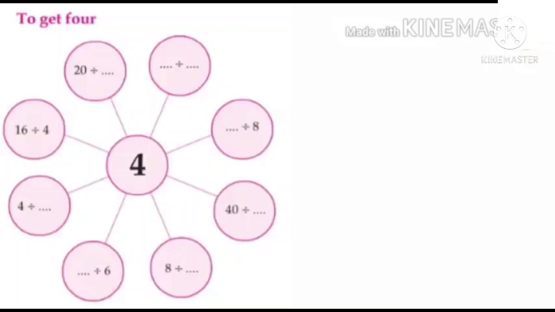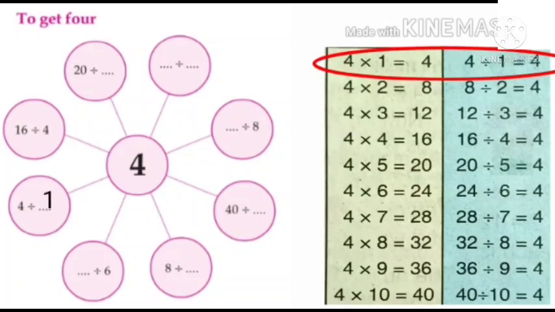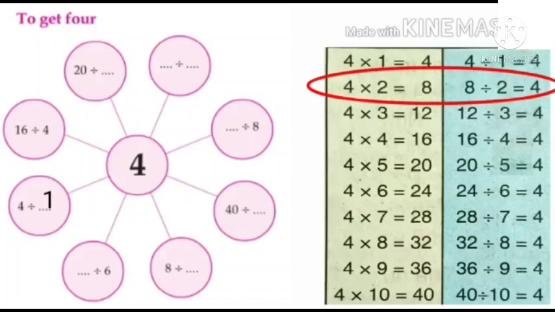To get 4. See this table. 4 into 1 is equal to 4. So we can say 4 divided by 1 equals 4. So we can write 4 divided by 1 gives 4. Children, listen to the next step. 4 into 2 is equal to 8.